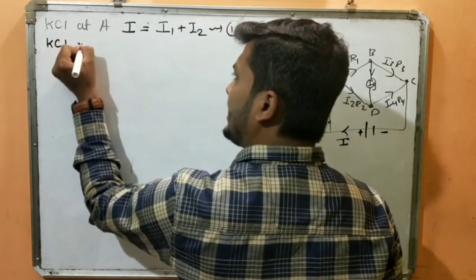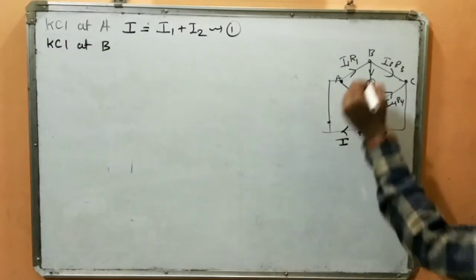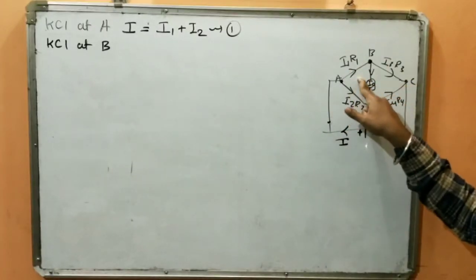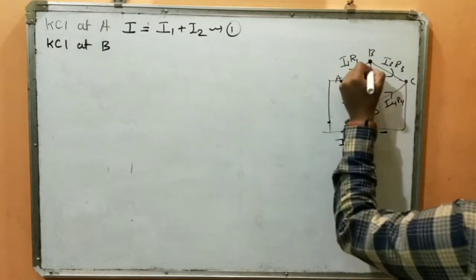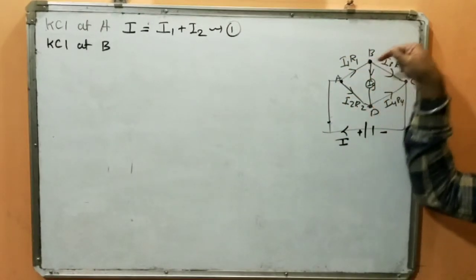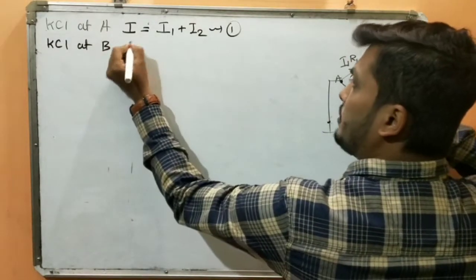Similarly, applying KCL at node B. Now please look carefully at B. At B, current I1 is entering, and this I1 is again splitting into Ig and I3. Ig and I3. Where? So here current I1 is entering.